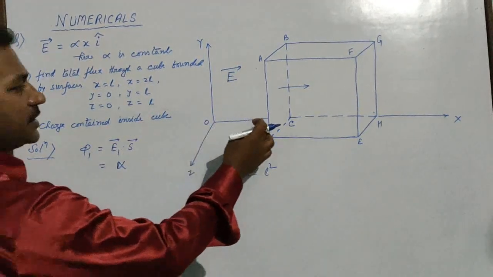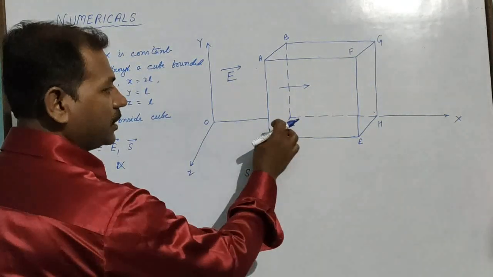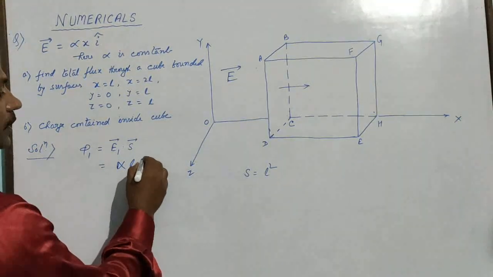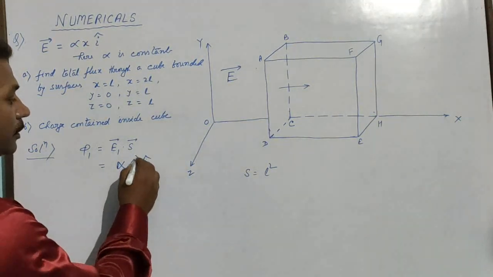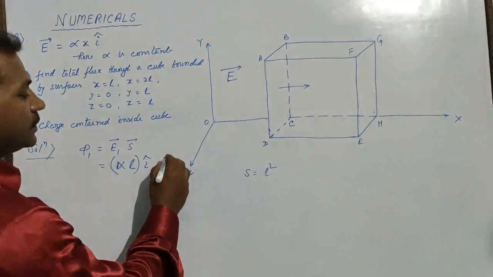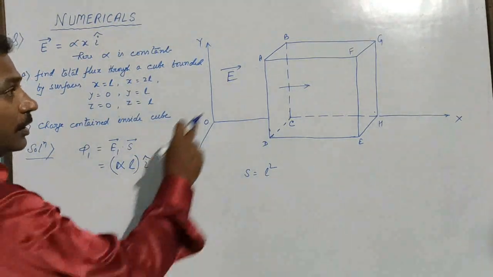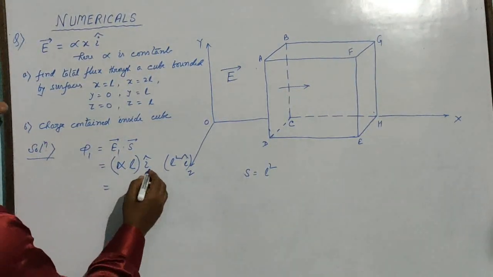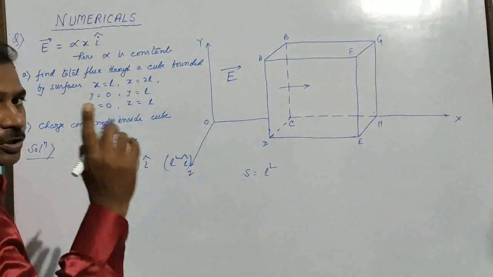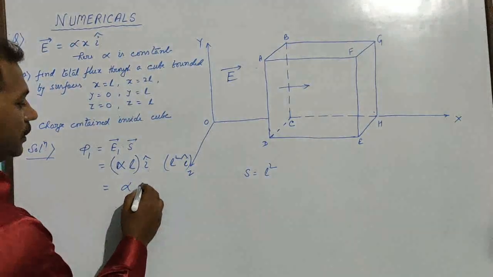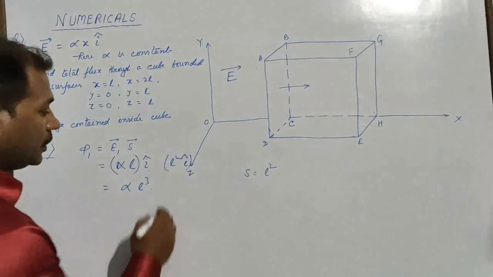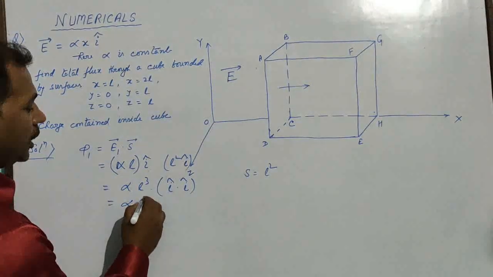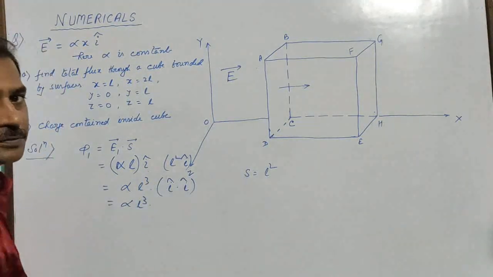So it will be alpha, and at a distance, this one is L, so x is equal to L, its vector will be i cap, and this one is L square, and it is also directed along i cap. This means i dot i is 1, so it is alpha L cubed. You may write i dot i is 1, so it is alpha L cubed when it is entering.